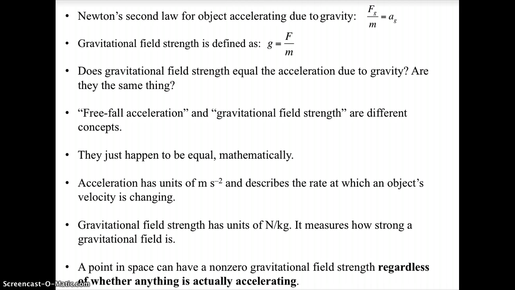And here's one way of really emphasizing the difference between these two. A point in space can have a non-zero gravitational field strength regardless of whether anything is actually accelerating, whereas an object can only accelerate due to gravity if it's actually falling and accelerating.